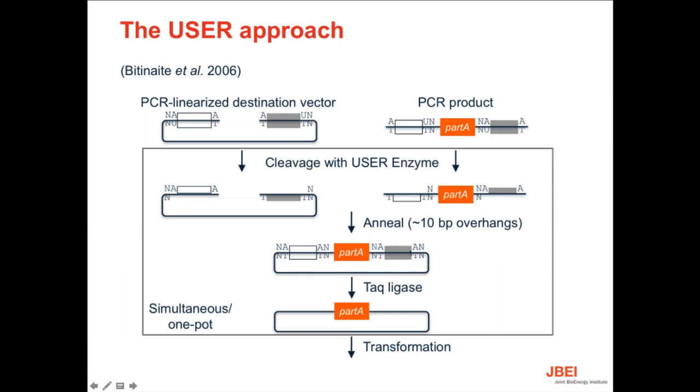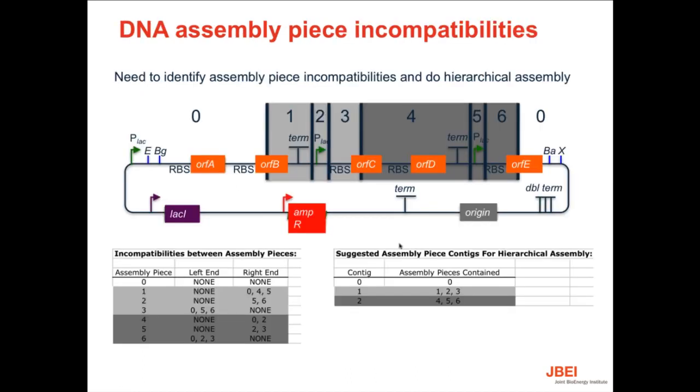So if you have shorter regions of sequence identity, maybe this might be a nice sweet spot in between a type 2S approach and a Gibson approach. Now, I think we need to talk a little bit about some of the challenges and incompatibilities that you might encounter between the assembly pieces that you're putting together.